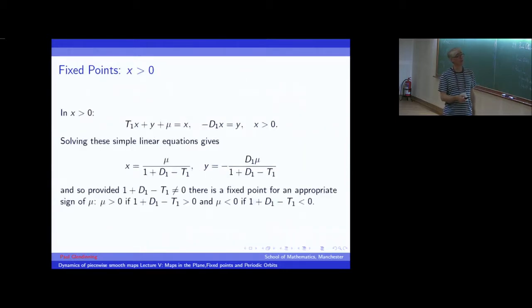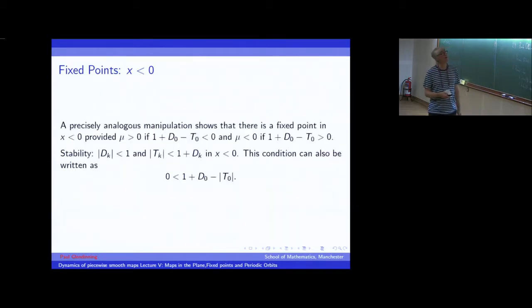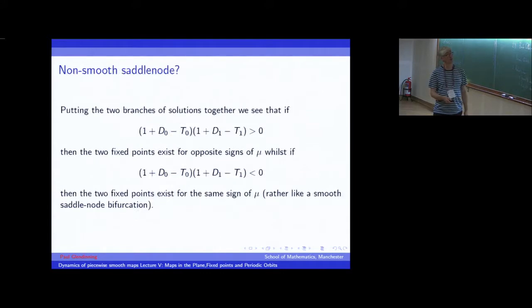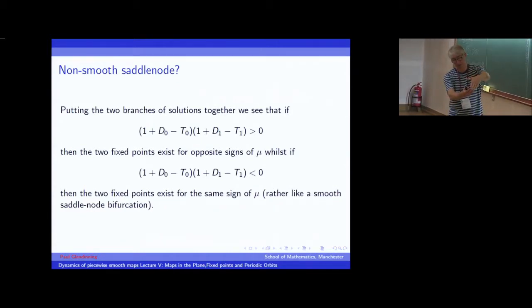So you get some equations, and there are some conditions you need. If you're looking at F1, you need x to be positive. So you have to keep looking at that criterion to see what happens. You can do the fixed points in x less than 0. You can work out when the two branches occur for the same sign of mu, in which case you have two branches, one in x greater than 0, one in x less than 0, that come together, or when they're on opposite sides of mu, in which case one comes in and the other one goes out.